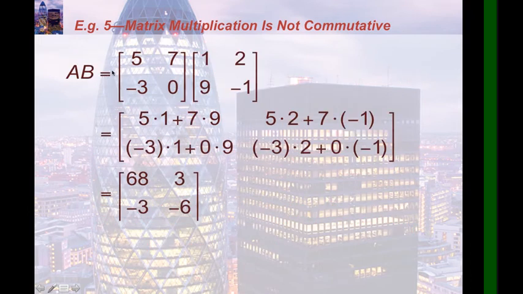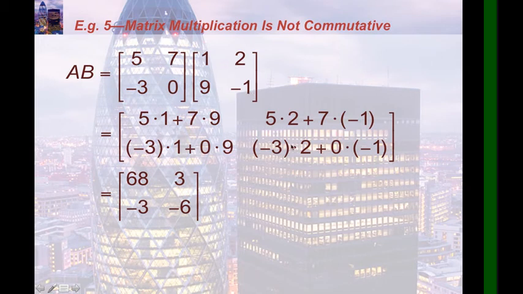For the AB, we have 5, negative 3, 7, 0, 1, 9, 2, and negative 1. So we have 5 times 1, row versus column. So 5 times 1, 7 times 9. Next one, since there is another column, we have 5 times 2 and then 7 times negative 1.